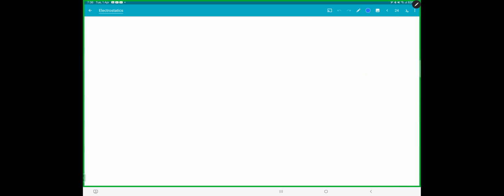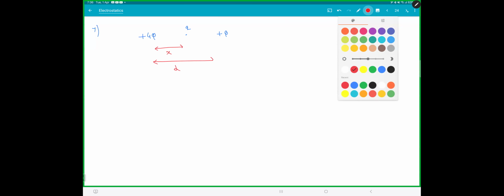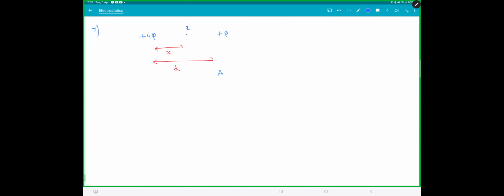Let's see a standard question. This is a PYQ. We have 3 charges, 4Q, we have plus Q, and you kept a charge q at the center. Not the center, somewhere. This distance is x. This distance is d. All charges are free to move. Matlab nothing is fixed.